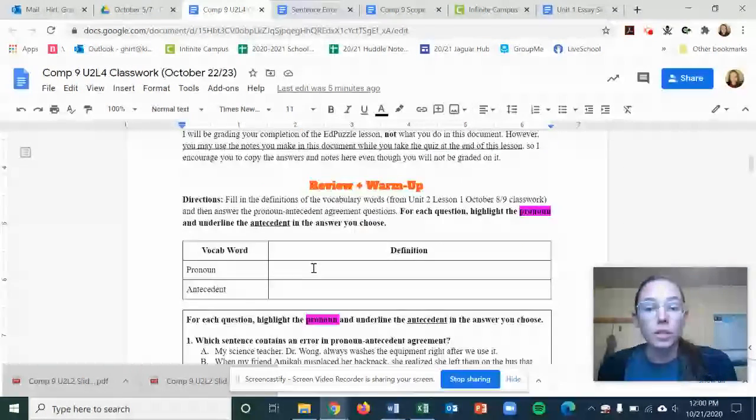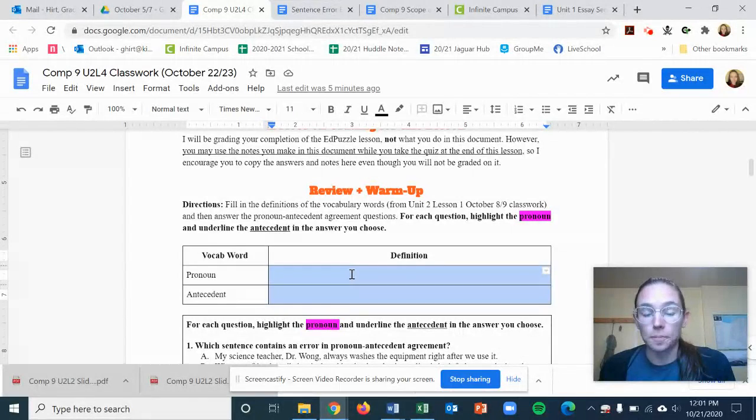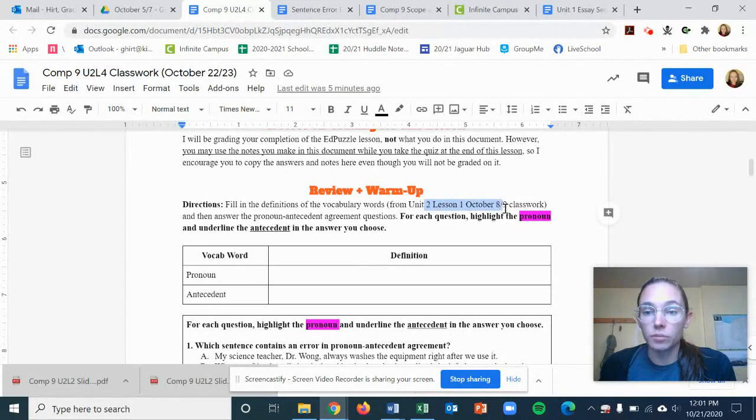All right, so let's go back and review and do some warming up. Right now you're going to fill in the definitions of these vocabulary words. If you don't remember what a pronoun or an antecedent is, you can go back to Unit 2, Lesson 1, which was from October 8th or 9th. The classwork in there has the definitions of these words. So go ahead right now and fill in those definitions. I'm asking this in the Edpuzzle. Again, I encourage you to also copy the definitions into this document.